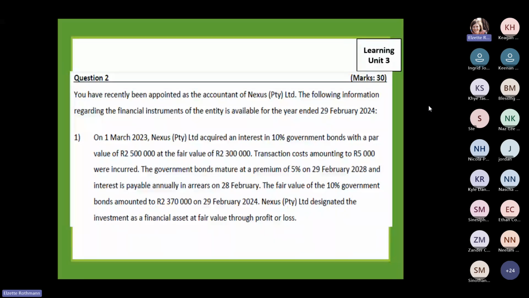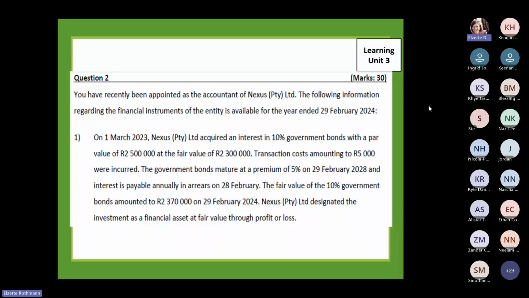Because that's probably going to save you a lot of time. Okay, so they tell you there, you have recently been appointed as the accountant of Nexus Pty Limited. The following information regarding the financial instruments of the entity is available for the year ended 29 February 2024.